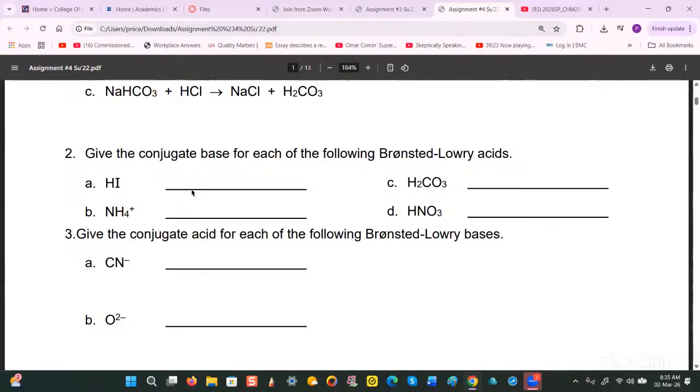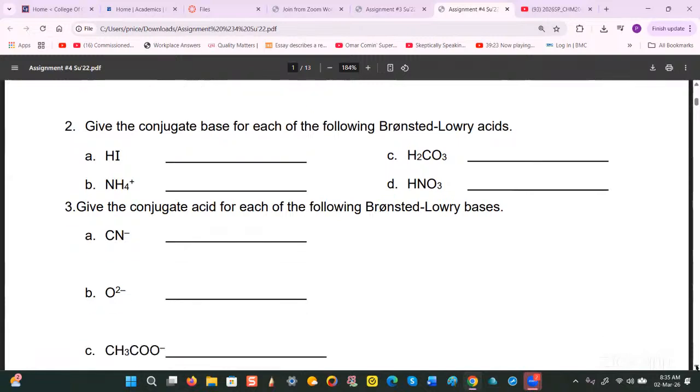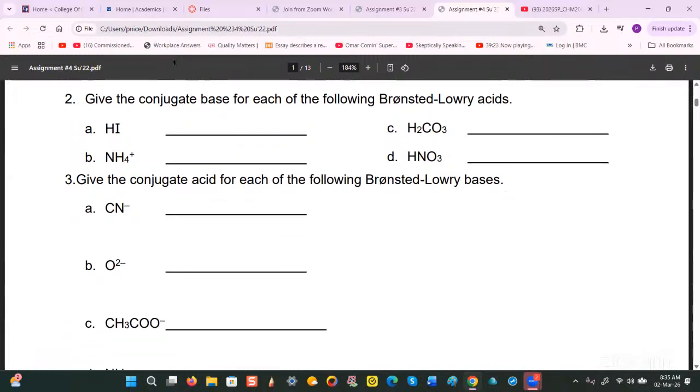So this question is asking for you to give the conjugate base for each of these acids. What would be, in your opinion, the conjugate base in the case of A? What is formed, in other words, when it loses a proton or H plus ion? I minus, exactly. What about B? NH3. What about C? HCO3 minus. And what about D? NO3 minus. Okay, very good.